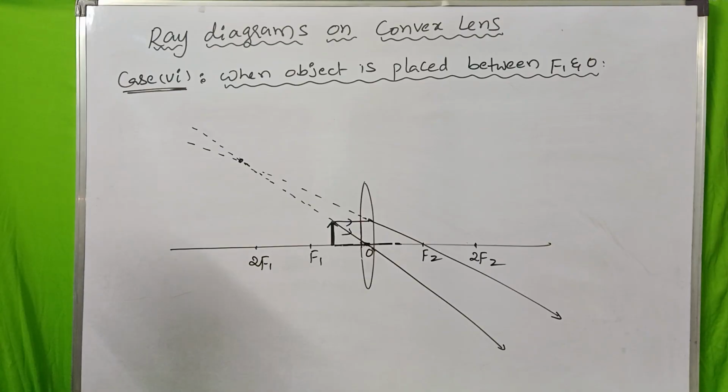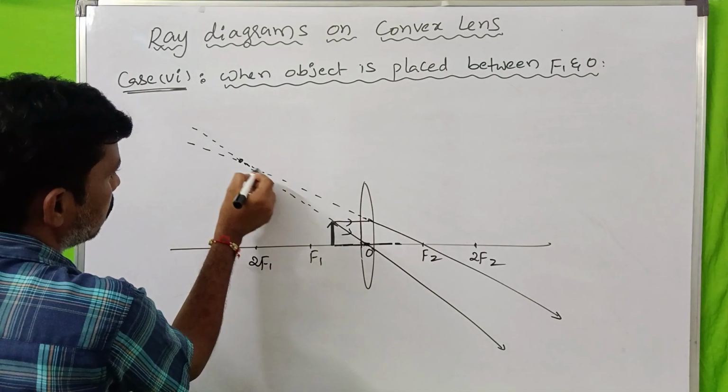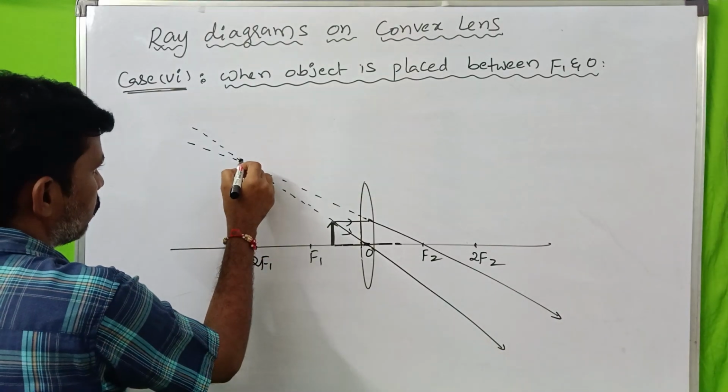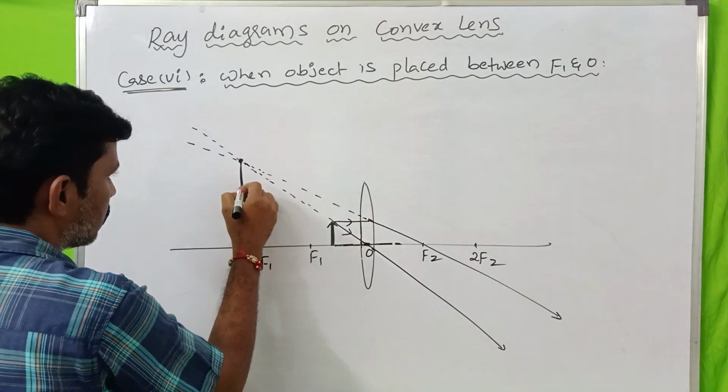These two rays meet at this point. Okay, so now here the image is formed like this. Here the image is formed like this.